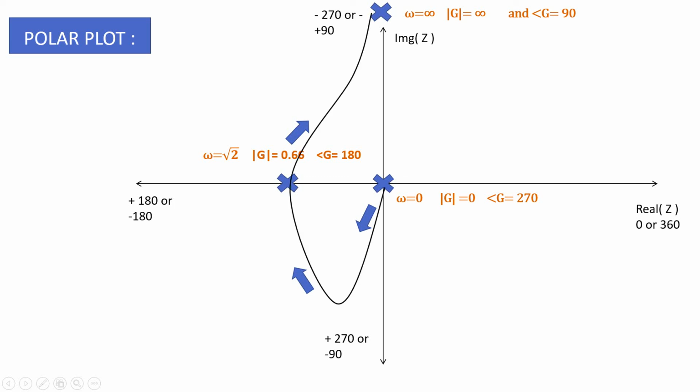So if we plot that, this is the curve we have, and this is the direction of this polar plot. By increasing the magnitude of omega, we are dealing with this kind of polar plot over here. So this is the polar plot. This is how we can plot the polar plot for a given open loop transfer function.